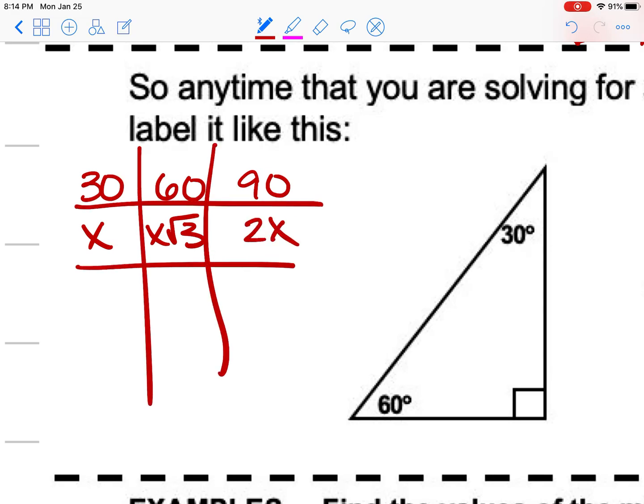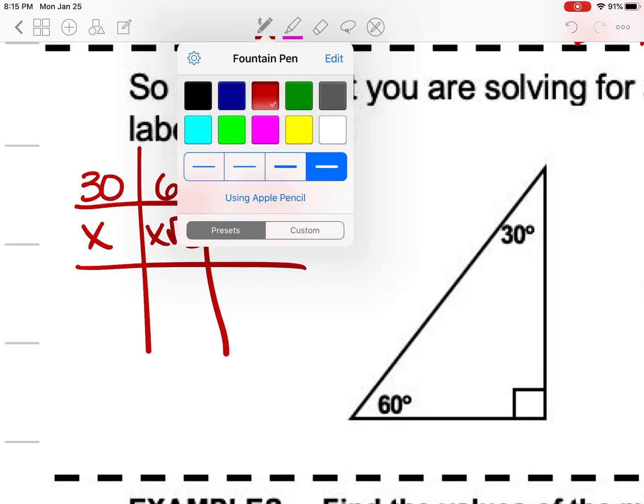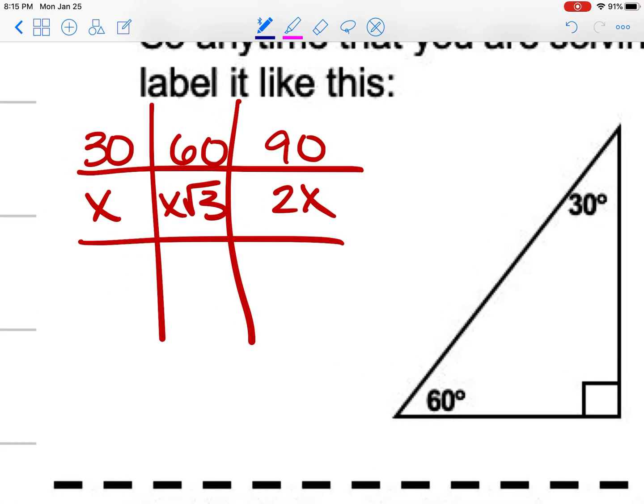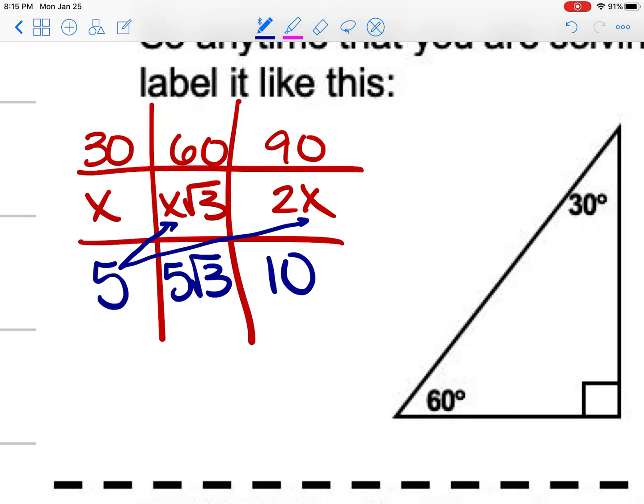So let's talk about some relationships here for a minute. Let me make up a problem here. I don't want to use the same numbers as below. Let's say that x is 5. We can substitute that 5 in and make it 5 square root of 3. We can also substitute that x in here and say 2 times 5, which would be 10, and that would give you all of your numbers.